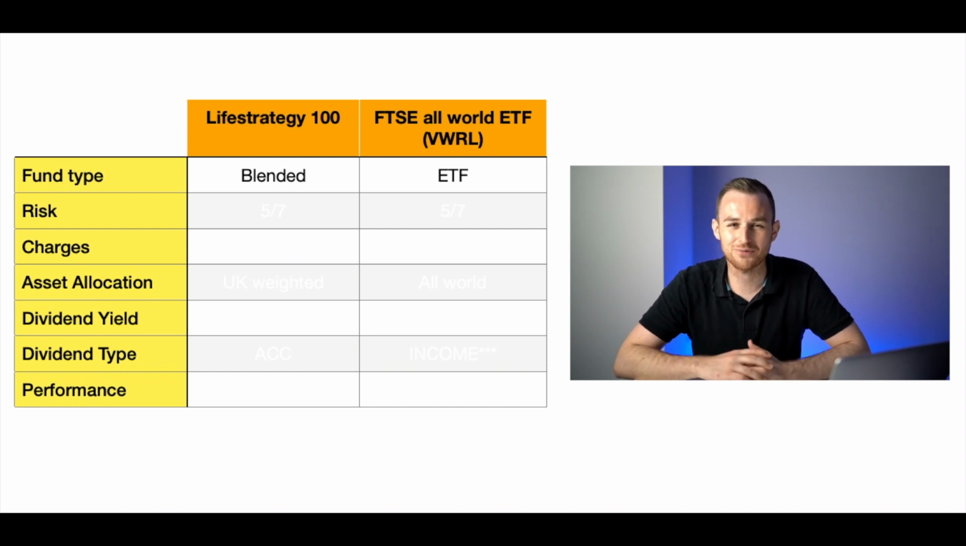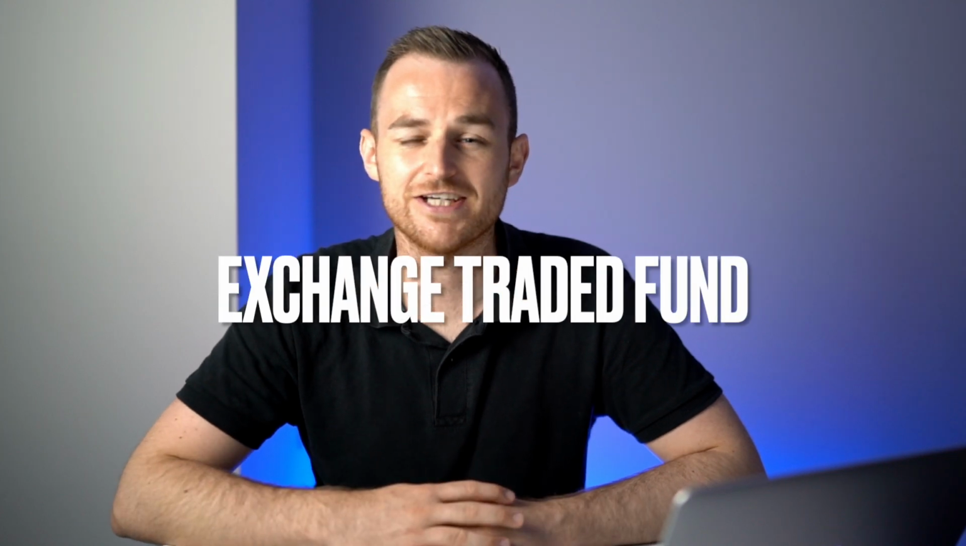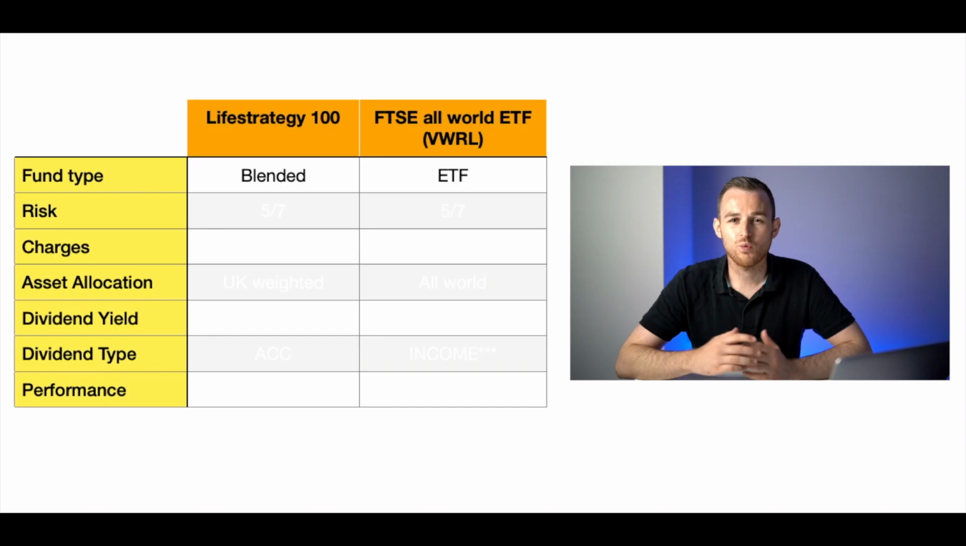Next up, onto the FTSE All World ETF. Of course, it's given away in the name. This fund is an ETF. ETF stands for Exchange Traded Fund. One of the biggest differences with exchange traded funds is that they can be traded live on the stock market. So you can buy at the live price if you have a trading platform.